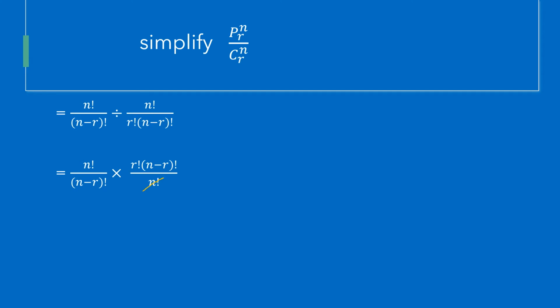This one can cancel out this one. I hope you can see it. Also this one can cancel this one. Then we are left with just r factorial, which is this. Therefore our answer is r factorial. So this is the trick I'm trying to show you: if you divide permutation by combination, you are going to get r factorial, if they have the same n and r. That's what I'm trying to say to you.